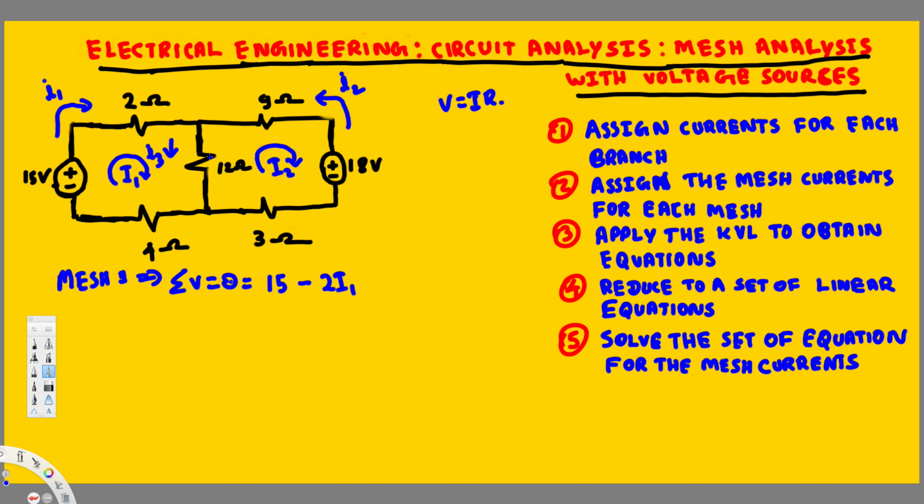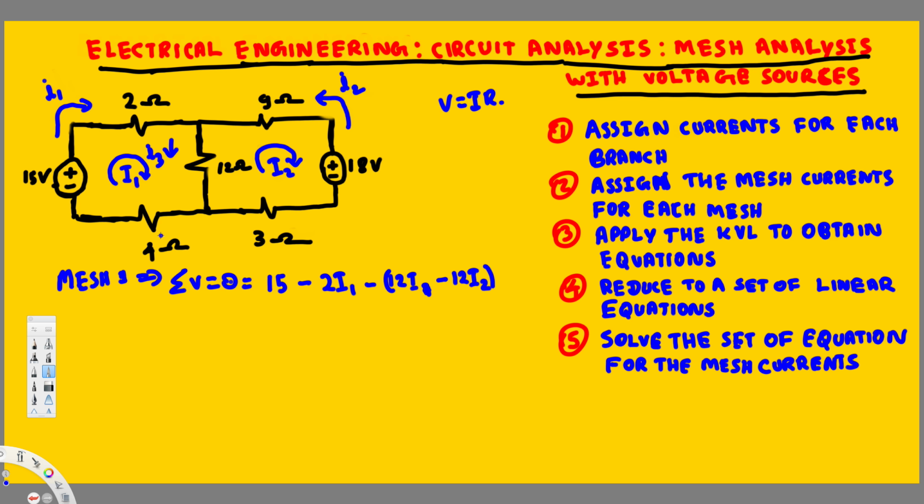And when it goes through the middle, it's going along the path, so this is going to be minus 12 I1. But there's also I2 coming this way, going against this direction. If it goes against this direction, that's going to be positive. Since we have minus 12 I1 right here, this is going to be plus 12 I2, to make it positive, right?